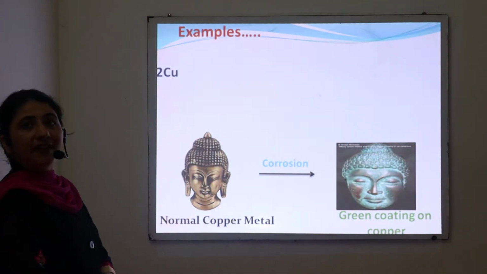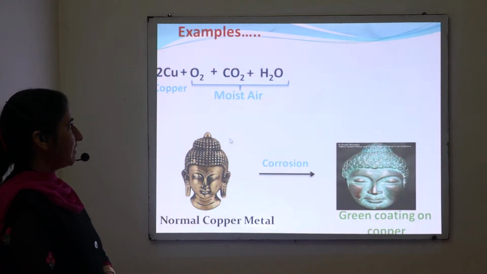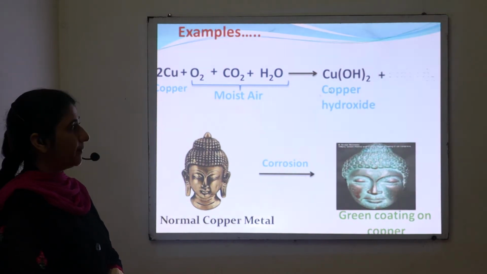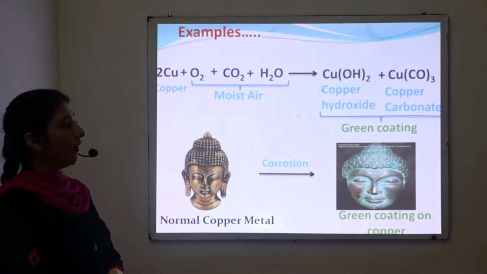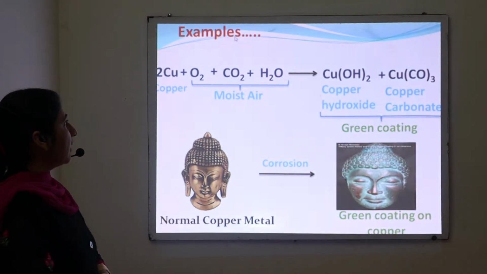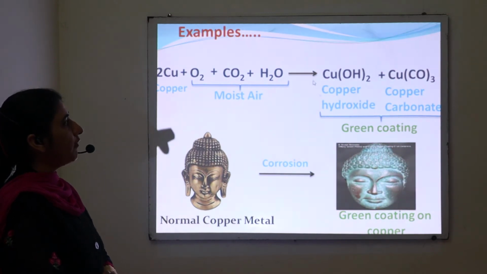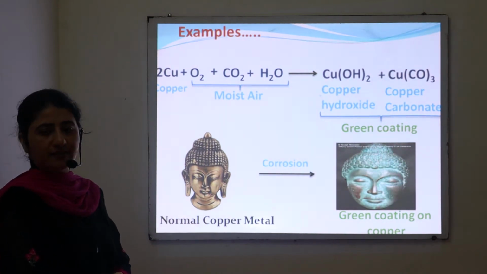The next example is copper. When copper interacts with moist air, which contains oxygen, carbon dioxide and water, it forms copper hydroxide and copper carbonate. Due to the formation of copper carbonate, there is a green coating on its surface. So here we have a normal copper metal. When it comes in contact with moist air, a green coating forms on its surface, and this green coating is due to the formation of copper hydroxide and copper carbonate from the interaction of copper with moist air.